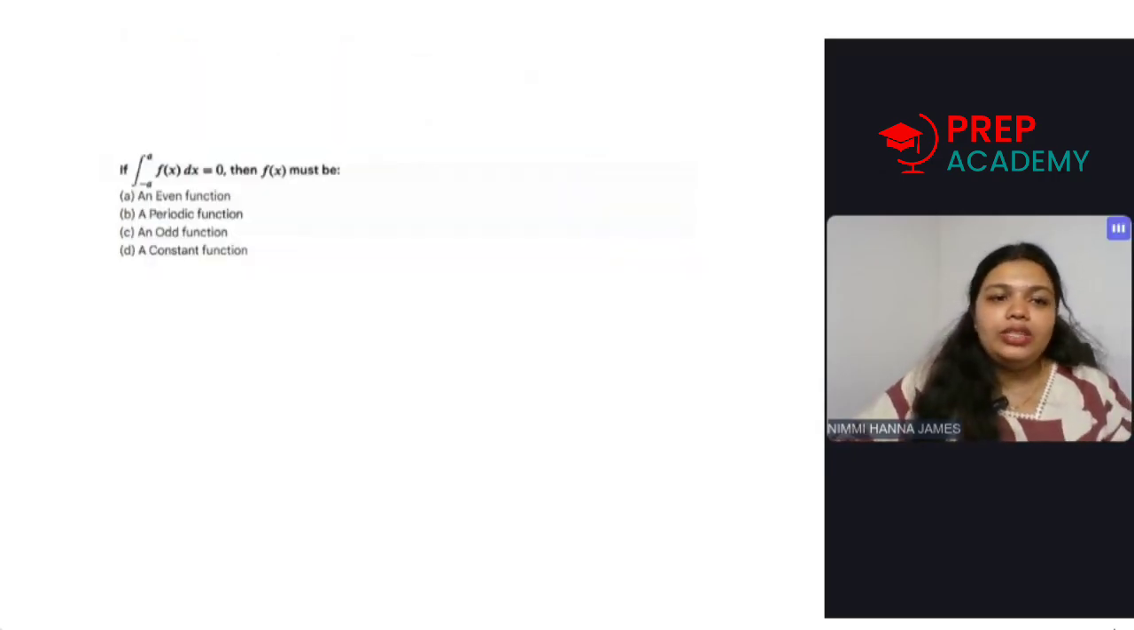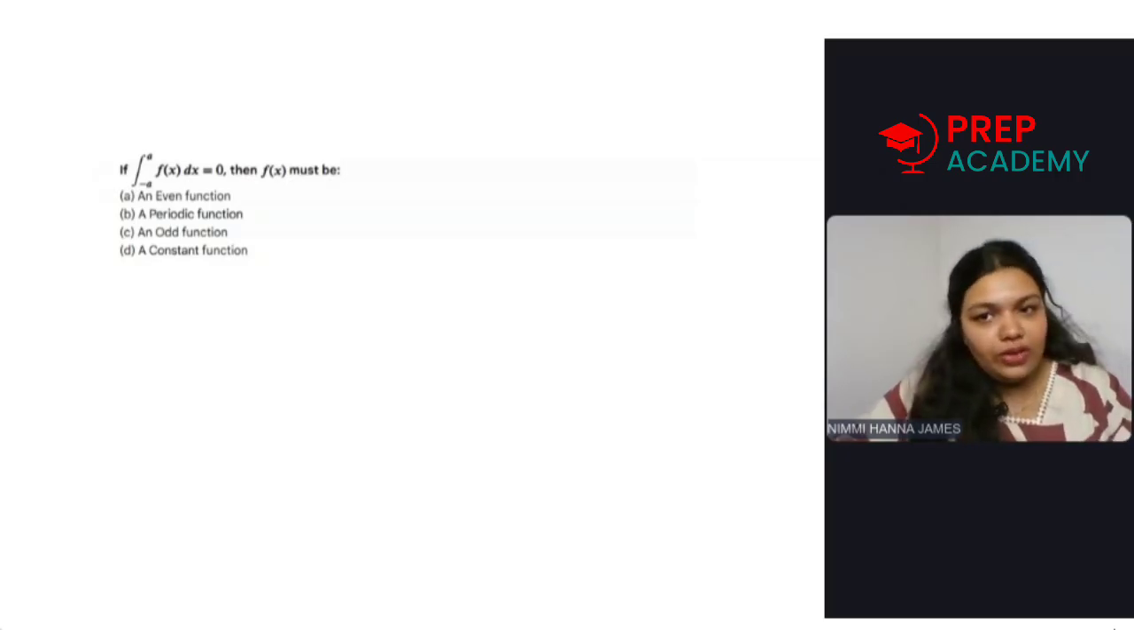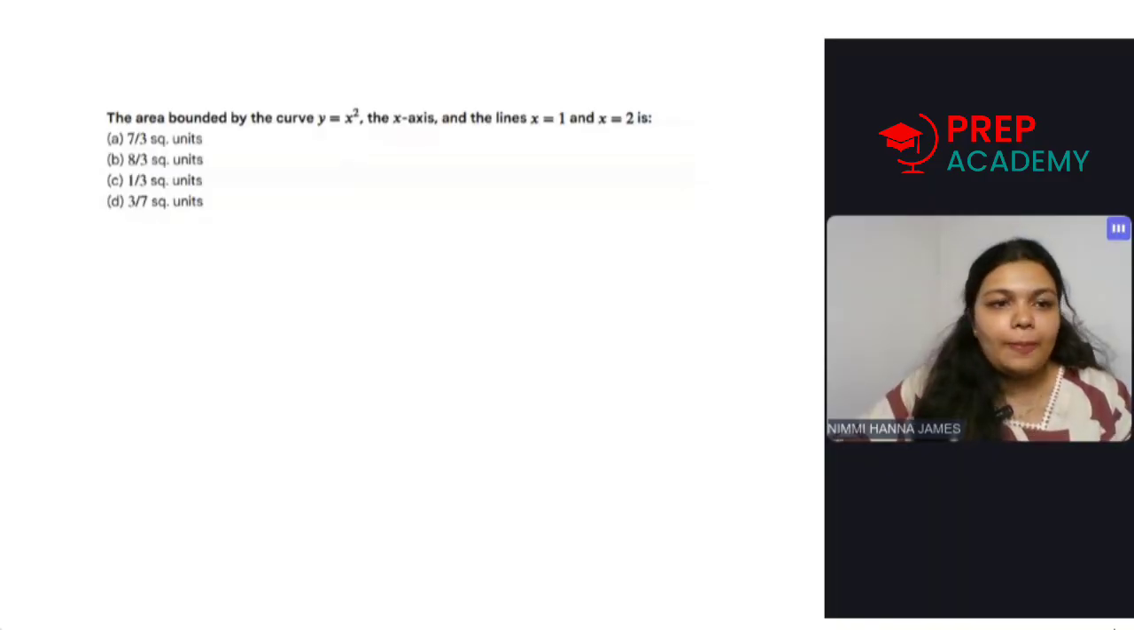Okay, now if integral minus a to a of f of x dx is equal to 0, then f of x must be, that we just did, right? Minus a to a, if it is 0, then it is an odd function. It is just defined in those equations. So if it is an odd function, it is 0. If it is 0, it is an odd function. Okay, so odd function is the answer.